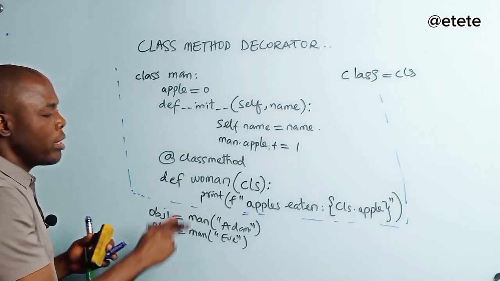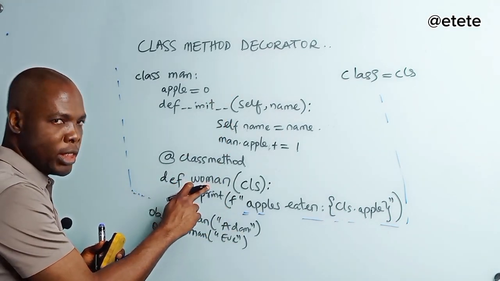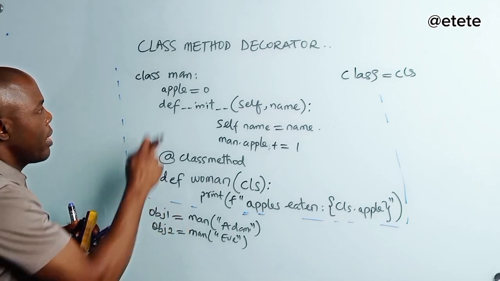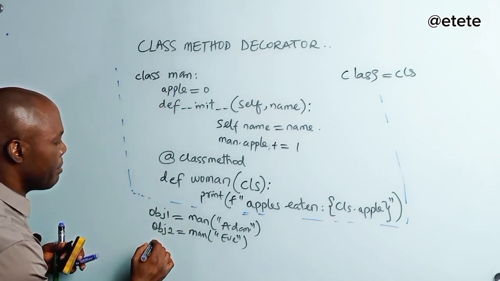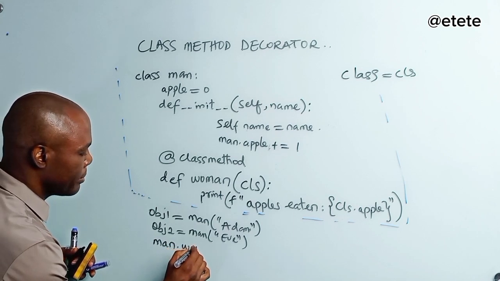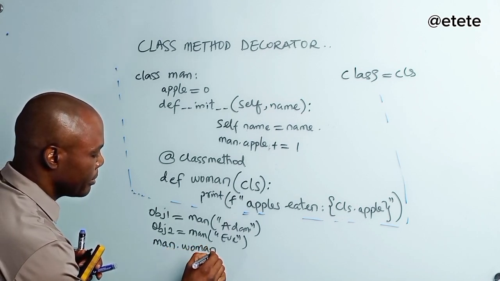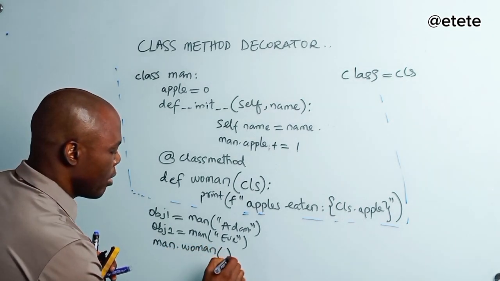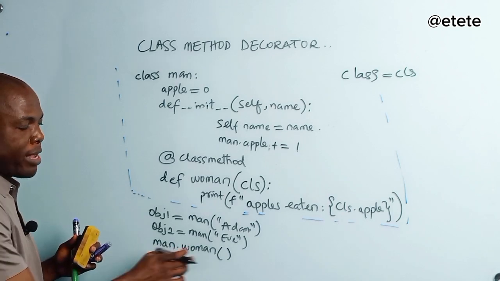So I want to call my class method, which is this one. So I can just come here and I say man.woman. Then I'll put this in parentheses like this, man.woman().